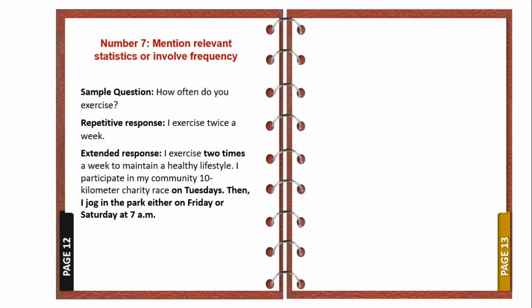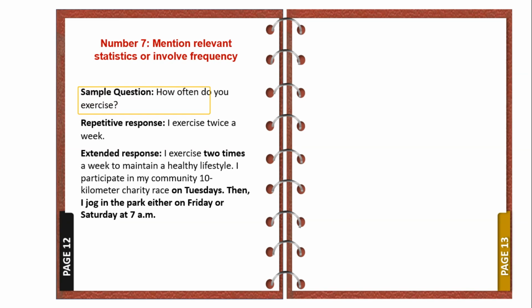Now let's go to the number 7. We can also mention relevant statistics. So you can use numbers and frequency. So the number of times you did something, or how many times you do something. You can even use statistics like percentage or numbers or amounts just to express yourself. So let's look at an example. So for instance, you are asked, how often do you exercise?